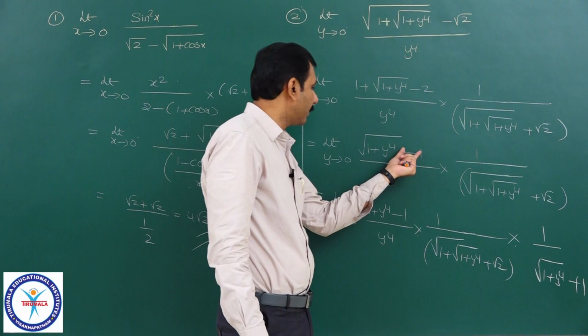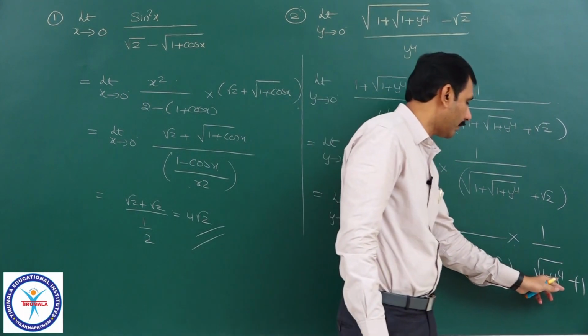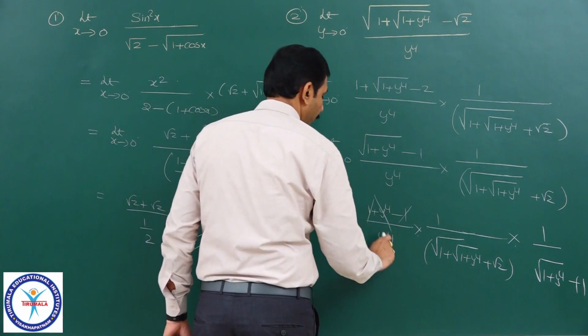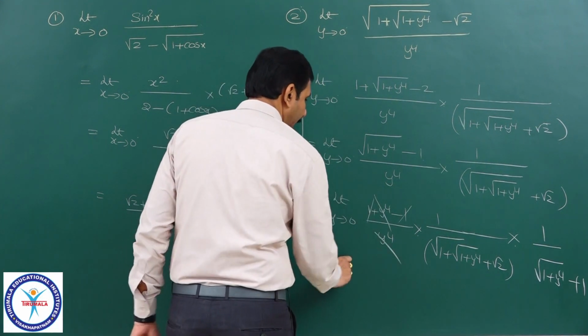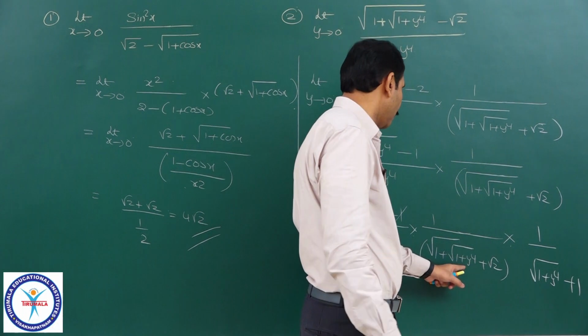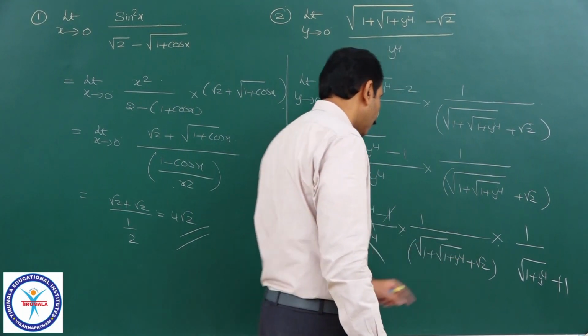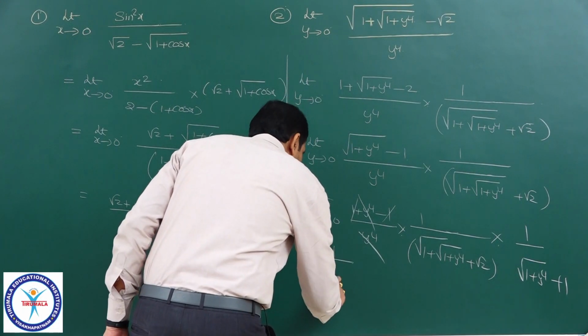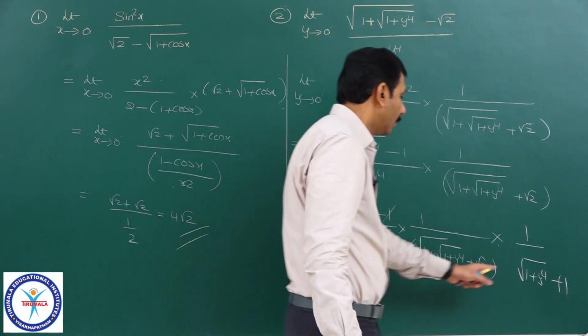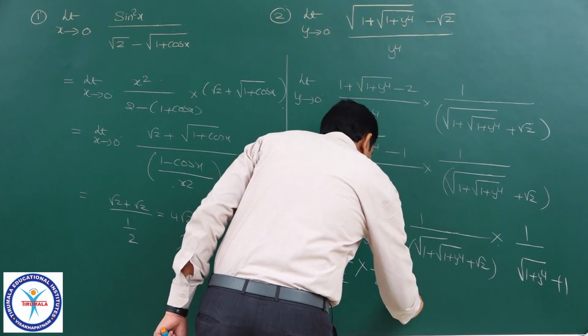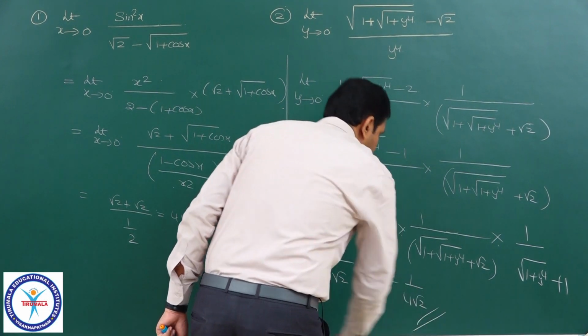I multiplied with plus 1 in the numerator, root of 1 plus y power 4 plus 1. This gives minus 1 plus 1, and now y power 4 cancels. Now y tends to 0, so it is 1 plus 1, 1 by root 2 plus root 2, 2 root 2. 1 by 2 root 2 into 1 plus 1, 1 plus 1 means 2, 1 by 2. It is equal to 1 by 4 root 2, which will be the answer.